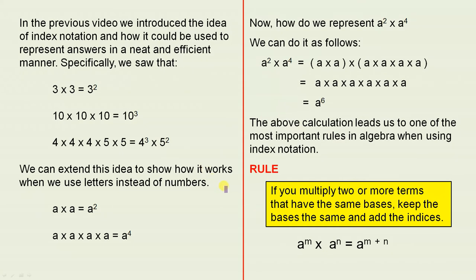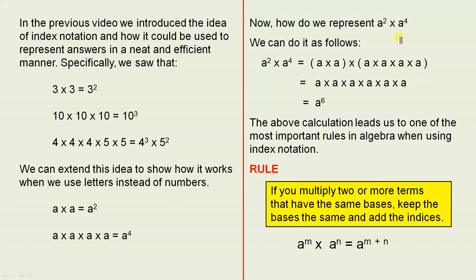We can extend this idea to show how it works when we use letters instead of numbers. A times A is A squared. So it's exactly the same here. 3 times 3 is 3 squared. A times A times A times A is A to the power of 4. Okay, so it's exactly the same idea.